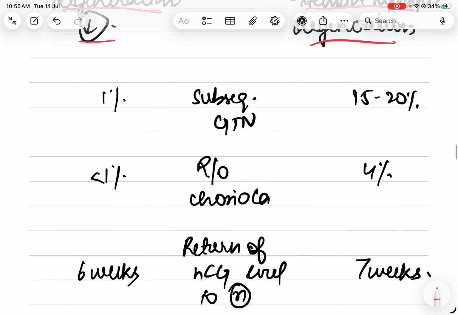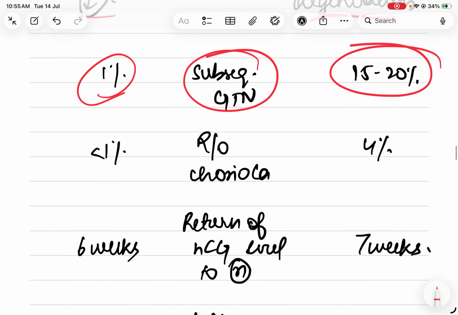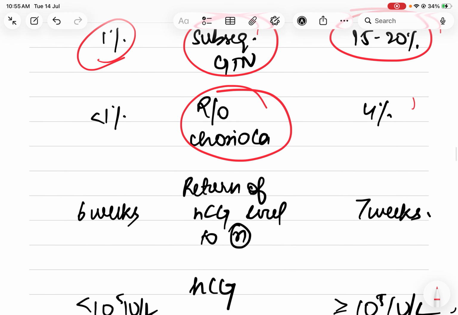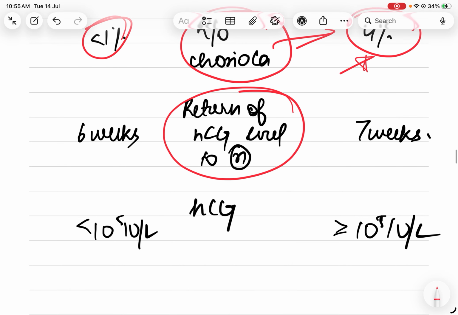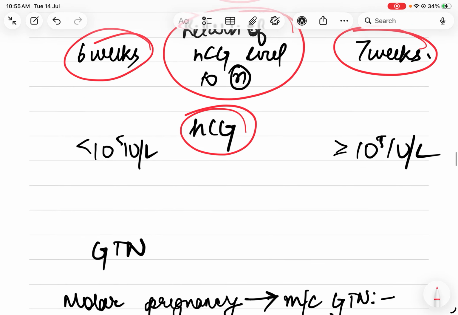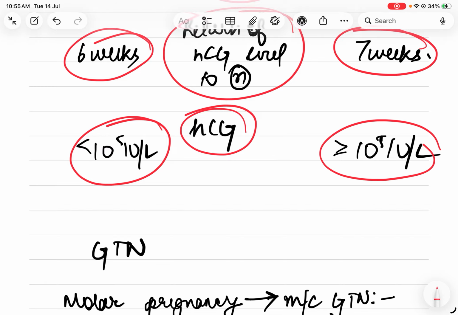Now the risk of subsequent GTN is 1% here and 15 to 20% here. Risk of choriocarcinoma is 4%. See, benign but with malignant potential. And here it is less than 1%. Return of HCG level to normal is 6 weeks here, 7 weeks here. HCG is less than 10 raised to power 5 here, and more than or equal to 10 raised to power 5 here.